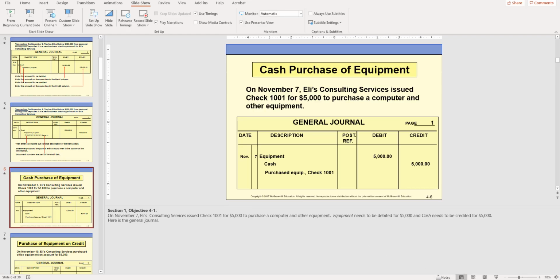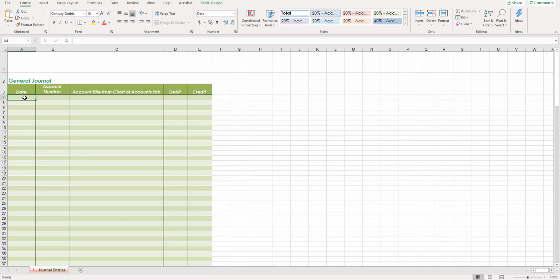I'm just going to quickly move back to our journal template again. You would fill in the date here. Again, you don't have to be perfect about it, but the general idea is that you are doing the debit first. So in this case it was the equipment. Spelled that wrong. And then the credit was to cash, and you just indented a little, 3 or 5 spaces.